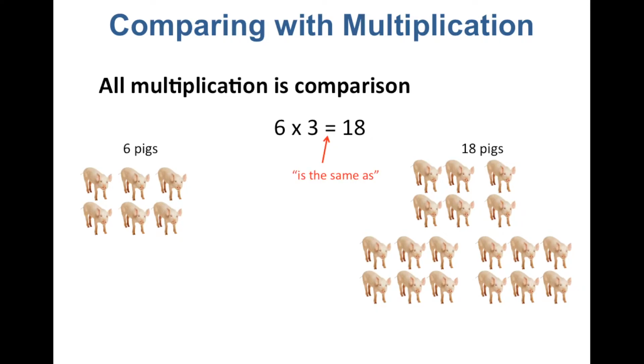One thing that helps students understand this is to think of, instead of equals, we could say is the same as. So we could say 18 pigs is the same as a set of 6 pigs 3 times. So we're comparing those numbers. Or 18 is 3 times as big as 6.